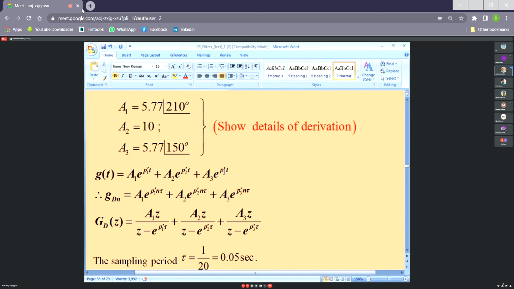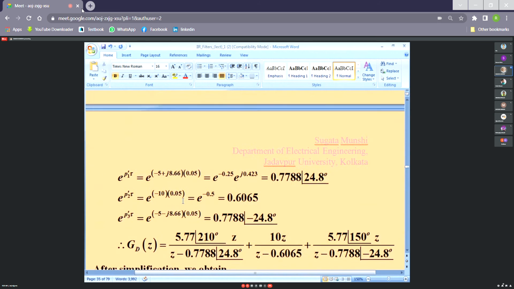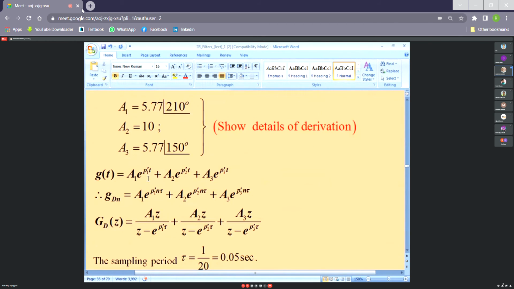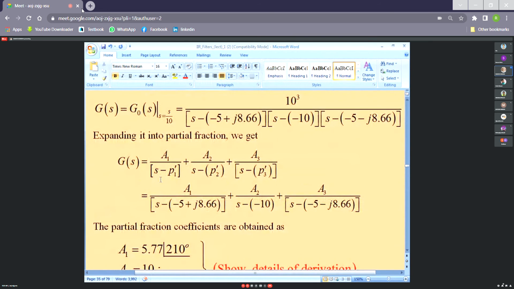What are these P1 prime, P2 prime, P3 prime? These are the location of the poles, as indicated there.